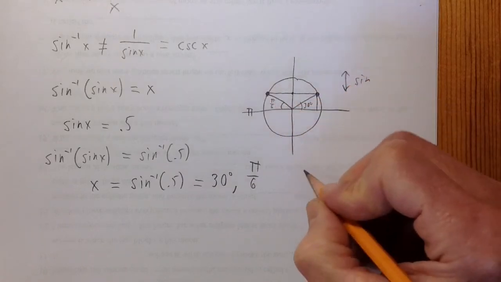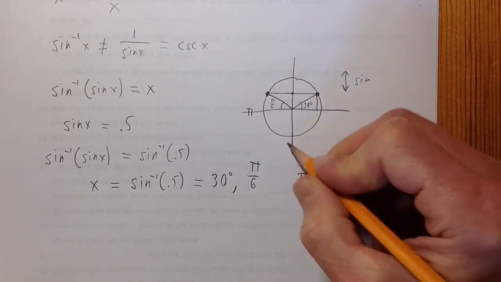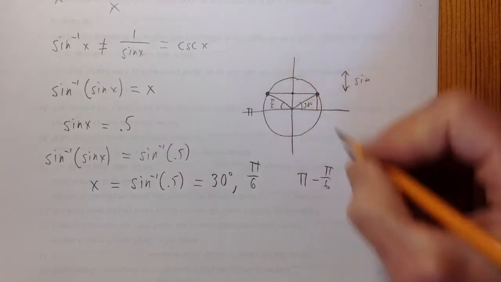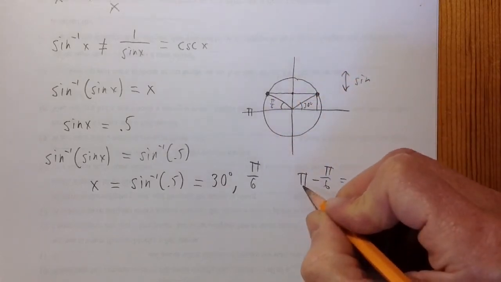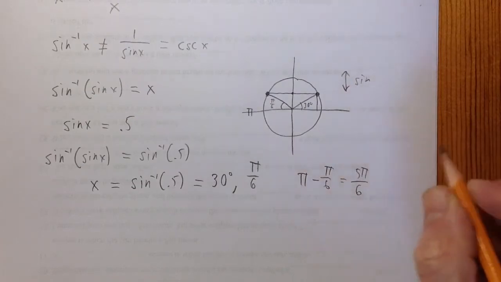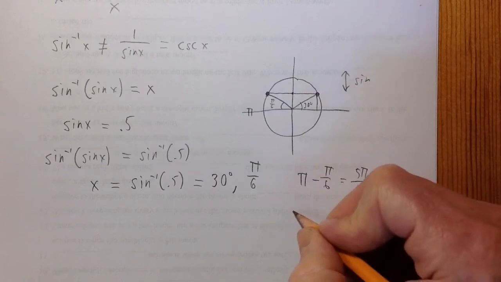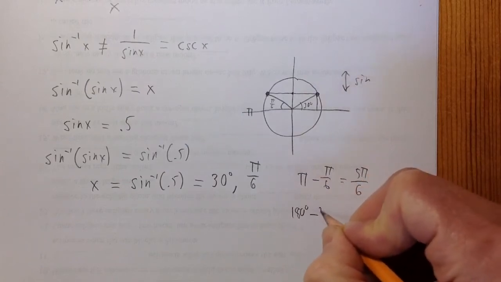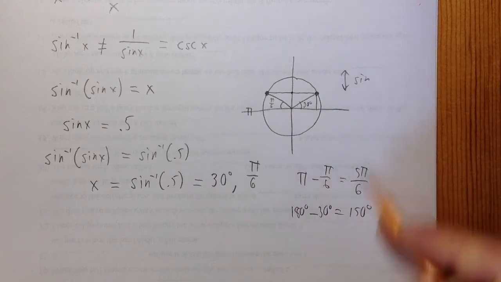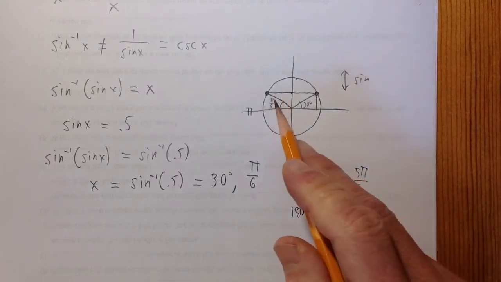So the other angle is pi, 180 degrees, minus pi over 6. So we go backwards pi over 6, which is what? This is 6 pi over 6 minus 1 pi over 6. That's 5 pi over 6. That's also a perfectly good answer. Or if we want to do it in degrees, 180 degrees minus 30 degrees, which is 150 degrees. Those are also answers. We can get two answers out.